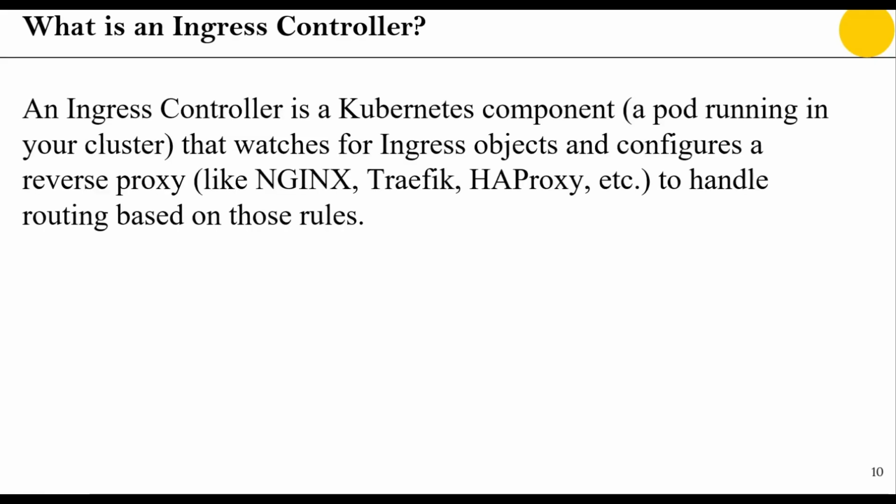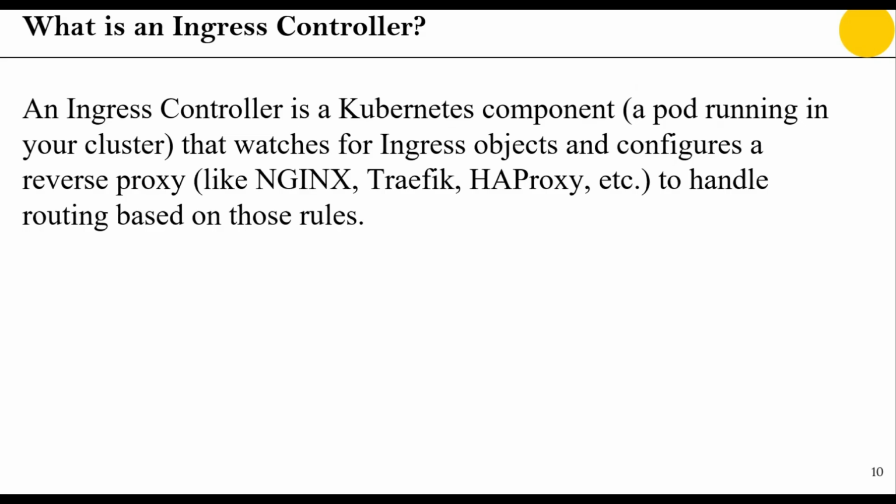An Ingress controller is a Kubernetes component that watches Ingress objects and configures a reverse proxy in order to handle routing based on the rules that we are going to specify in the Kubernetes YML file. So here we need to understand this Ingress controller in a better way. Ingress reduces the number of load balancers and simplifies the external access by exposing multiple services through a single external IP. That's the most important fact of using Ingress controller in real-time scenarios.